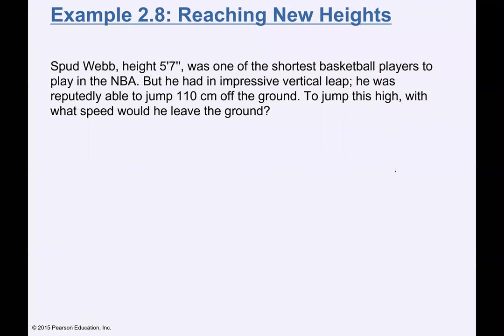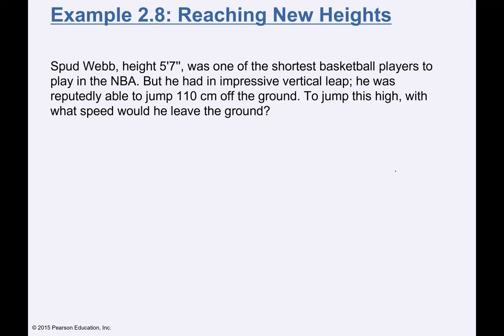All right, so let's look at one more example. Here we have Spud Webb, who has a height of 5'7", one of the shortest basketball players in the NBA. But he had an impressive vertical leap. He was repeatedly able to jump 1.1 meters off the ground. Well, it's actually quite a lot. So to jump this high, with what speed would he leave the ground? Basically, what should be Spud Webb's initial velocity?